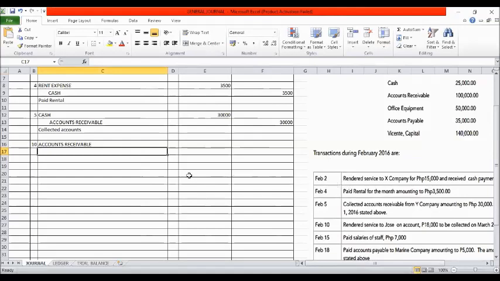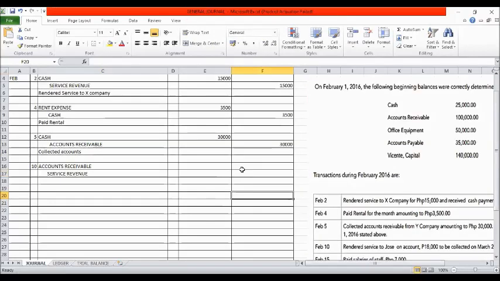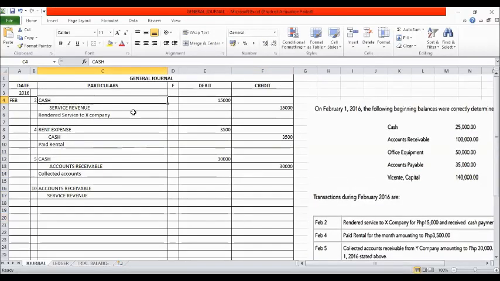Alright. So yes, very good. It's service revenue. Kapag may nakita kayong mga render service na ganyan, guys, automatic service revenue ang i-credit natin. At ititignan nyo lang yung treatment niya if cash or accounts receivable siya. Okay? Katulad ng February 2 transaction natin. Sabi ng February 2 transaction, rendered service to X company and received cash. So nag-render tayo ng service, kaya dinebit natin si cash kasi na-receive na natin. At ang ginawa natin is, nag-render tayo ng service, kaya service revenue.